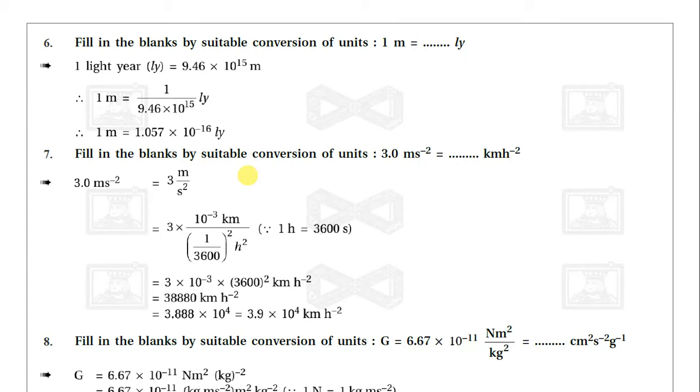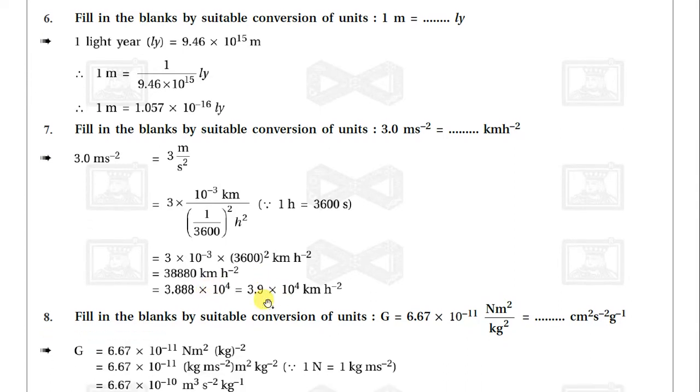So we will get the value equal to 3.888 into 10 raised to 4 kilometer per hour square. By rounding off this figure, we will get 3.9 into 10 raised to 4 kilometer per hour square.